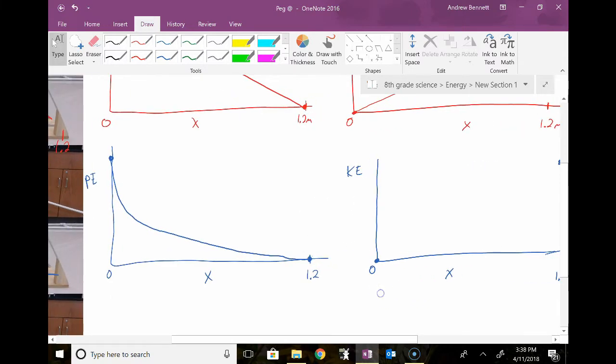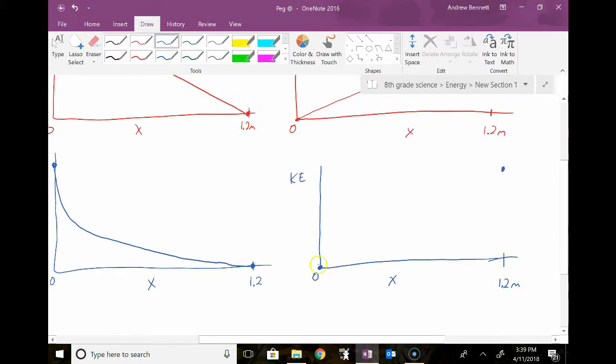And then looking at the general shape, we had a big drop in potential energy at the beginning. It doesn't just go away, it turns into kinetic energy. So if we have a big drop in one, we have to have a big increase in the other. Big drop in potential energy at the beginning, little drop at the end. So we have to have a big increase in kinetic energy at the beginning, and then a little increase at the end. So it starts steep and gets flatter.